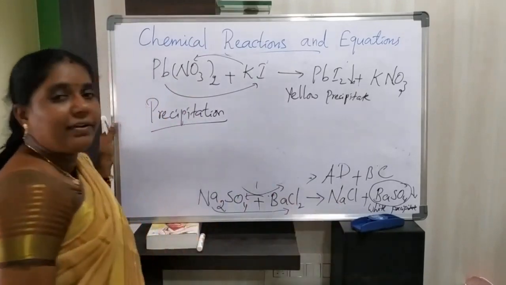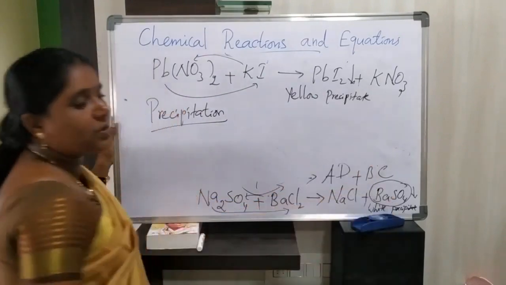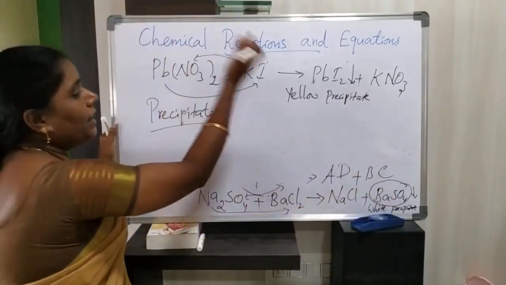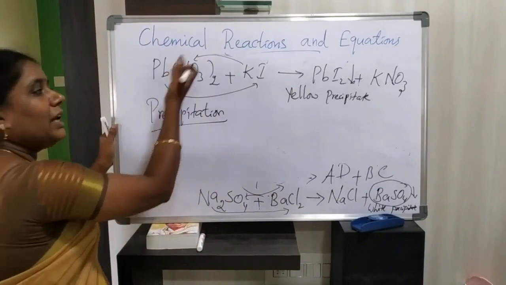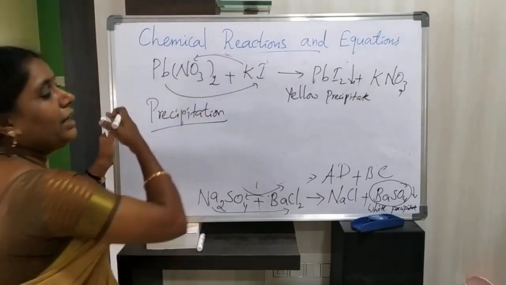In the sodium sulfate and barium chloride reaction, it forms a white precipitate of barium sulfate. Here, between lead nitrate and potassium iodide, it forms a yellow precipitate.